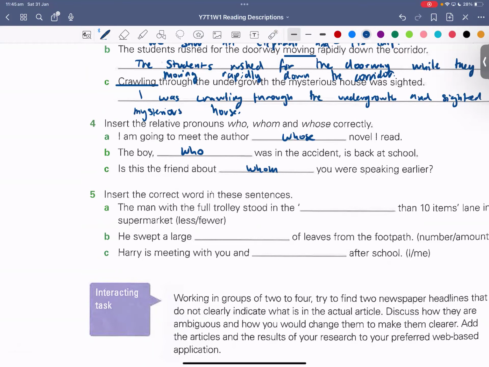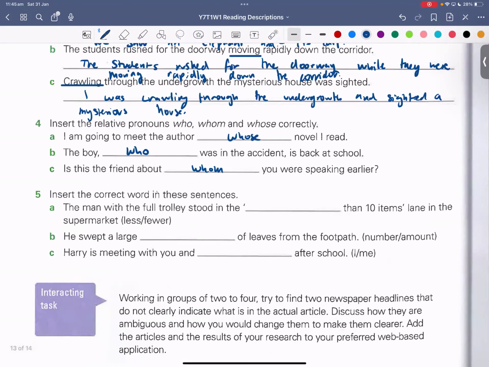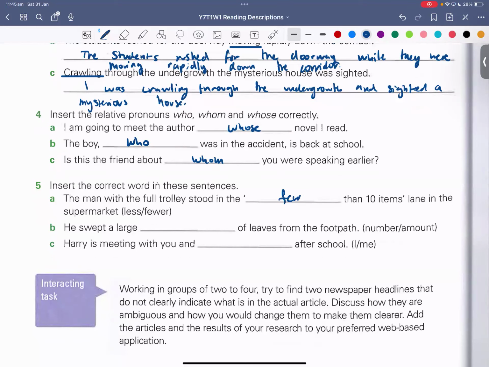The man with a full trolley stood in the, are we doing less than 10 items lane or fewer than 10 items lane? It's actually fewer. Why are we saying fewer instead of less, guys? The majority of you said less. Because items are countable. When you use things like volumes, for example, less water or less belief in something, those things are not countable. But here, items that you buy in the shopping mall are countable, so we use fewer.